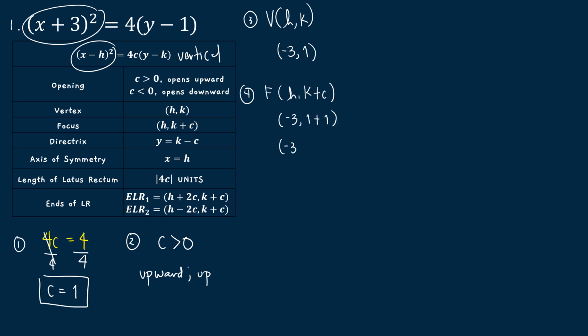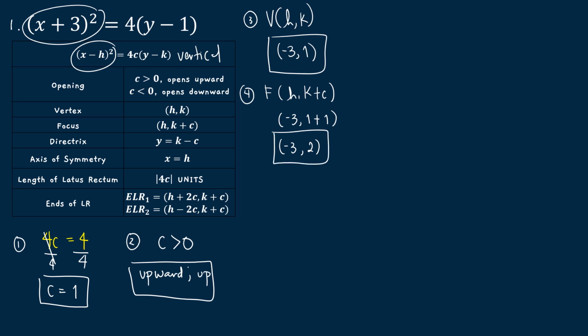Answer is negative 3 comma 2. I will box the answers that you needed. Okay. Number 5, directrix, so small letter d. Directrix is given by y is equal to k minus c.